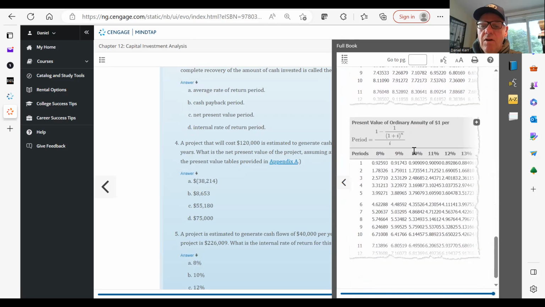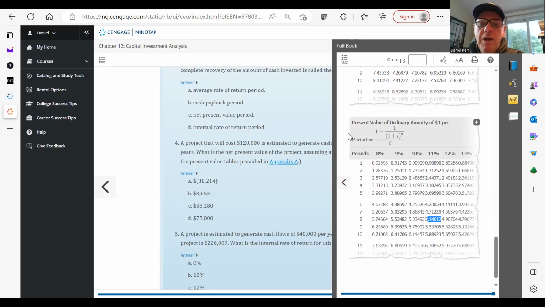So here we go. We find 8 years, and we find 11%. If you take 8 years across and you go to 11%, it's 5.146124. So it's this little number right there.